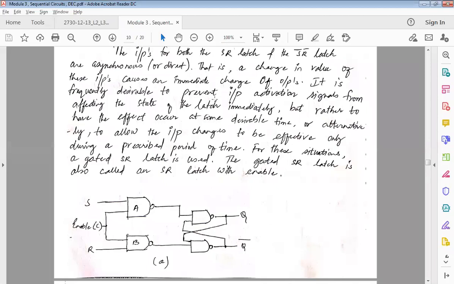It is frequently desirable to prevent input activation signals from affecting the state of the latch immediately. We do not want the outputs to change as soon as we give inputs, because some of the other circuits will be connected to this output. As soon as the output changes, if it is not passed to the next stage, it is going to cause a problem. So we want the outputs to remain stable for at least some proper time. If the outputs are not stable for a proper time, then that wouldn't pass to the second stage. You're understanding, students, what I'm trying to say?